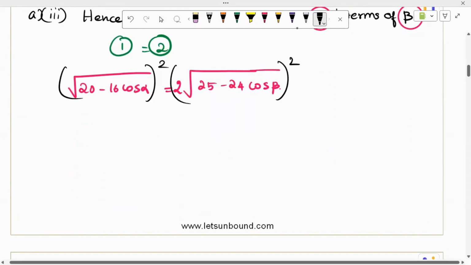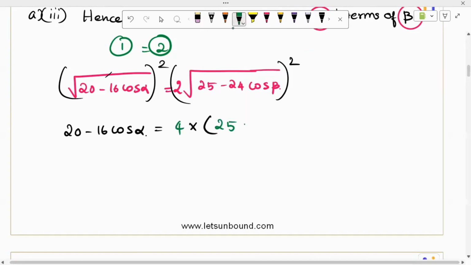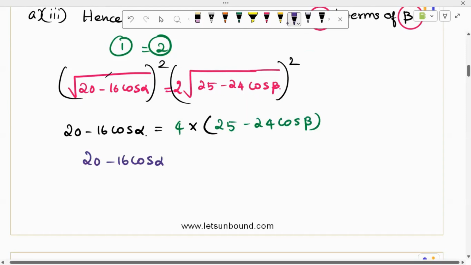Okay, you are squaring along with that 2, which is multiplied before. So the square root will get cancelled and you will get 20 minus 16 cos alpha is equal to 2 times, okay, 2 will become 4. 4 times 25 minus 24 cos beta. Okay, so this is 20 minus 16 cos alpha equal, we take the 4 inside, which is 100 minus 96 cos beta. Let me transpose like alpha in terms of beta we want, right?